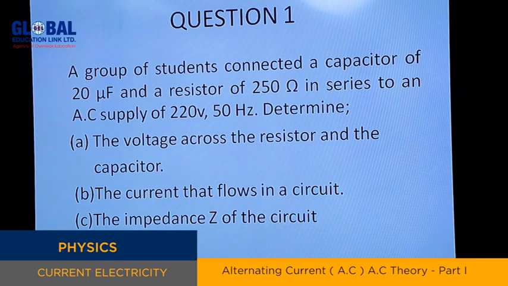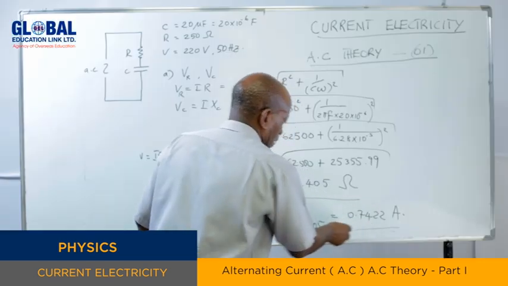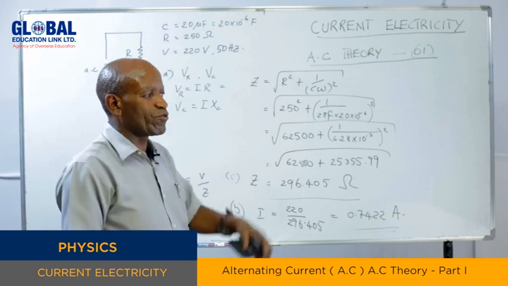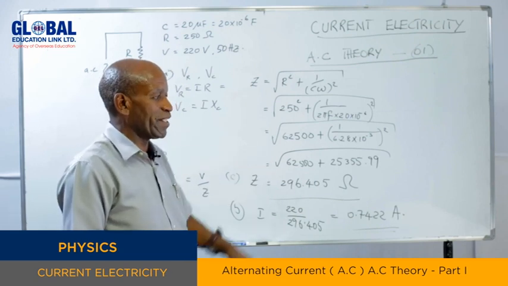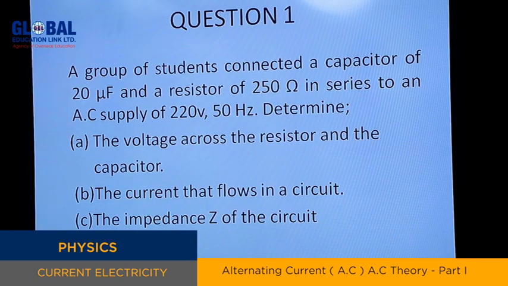If you could just follow me, it was very difficult to start solving part A unless you solve part C, the impedance of the circuit, and part B, the current that is flowing in the circuit. Solving these will take us to solve part A, to obtain the voltage across the resistor and across the capacitor.